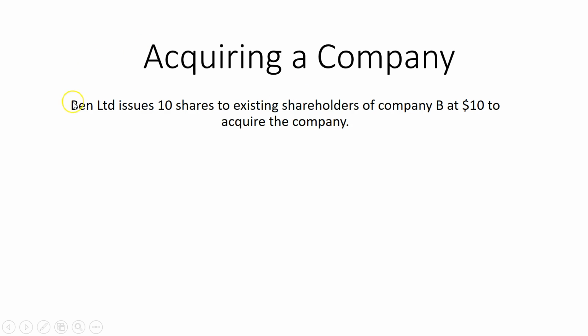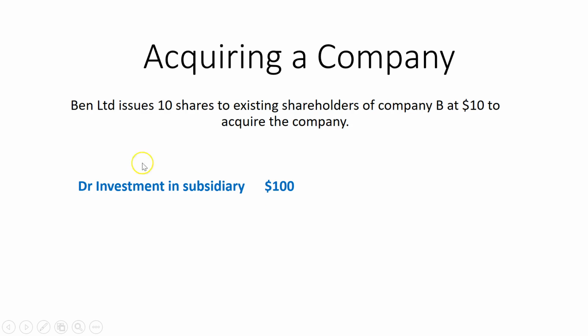And we're going to do that through an example here. So Ben Limited issues 10 shares to existing shareholders of Company B at $10 each to acquire the company. So effectively what Ben Limited is doing is issuing 10 shares worth $10 each, so $100 of its own shares to existing shareholders of Company B in exchange for the actual shares of Company B. So Ben Limited now owns Company B, and the old shareholders of Company B now own some of Ben Limited.